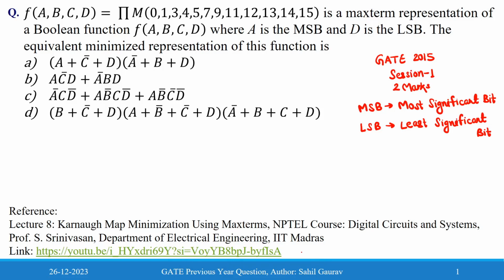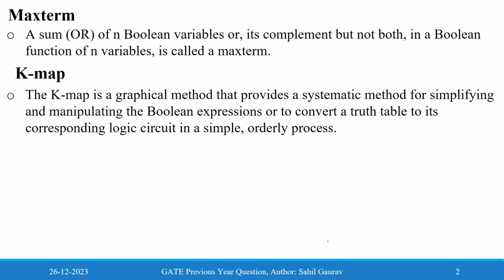So before we begin to solve this problem, let us have a quick recap about the max term and the K-map. The max term, as we all know, is a sum of n Boolean variables or their complements, but not both, in a Boolean function of n variables. The K-map is a graphical method that provides a systematic way of simplifying and manipulating Boolean expressions, or of converting a truth table to its corresponding logic circuit in a simple and orderly process.